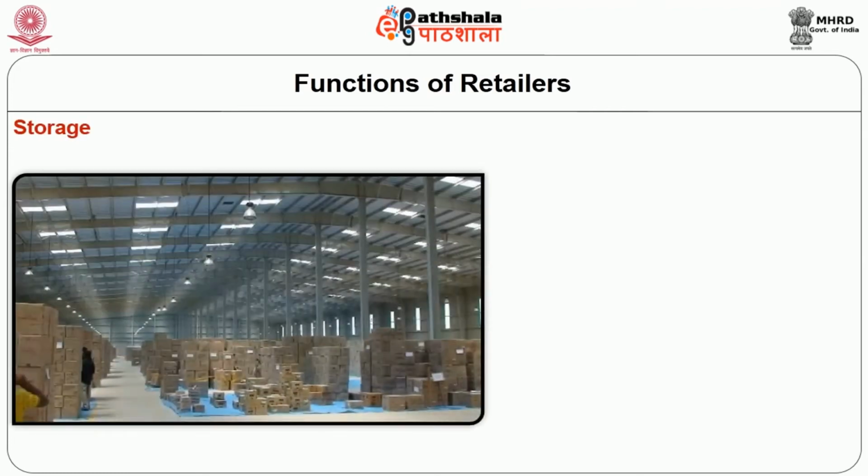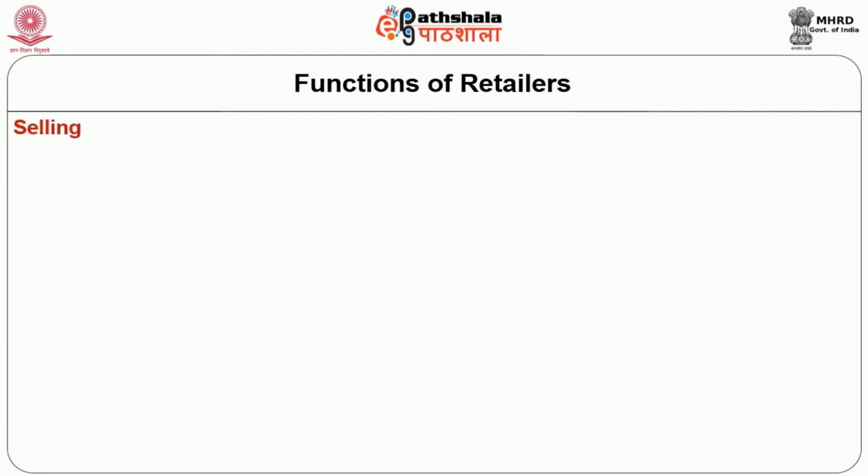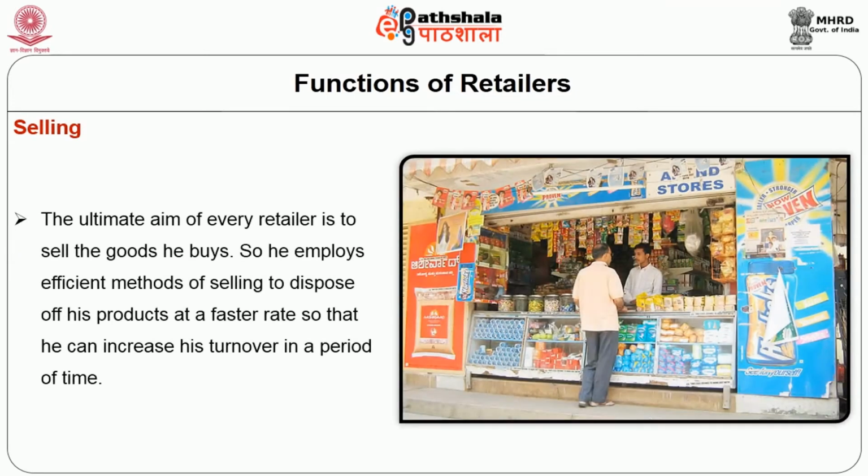The next function is storage. After assembling the goods, the retailer stores them in his godown so that they are held as reserve stocks for the future. Storage of goods in a ready stock is also necessary. Selling. The ultimate aim of every retailer is to sell the goods he buys. So, he employs efficient methods of selling to dispose of products at a faster rate so that he can increase his turnover in a period of time.